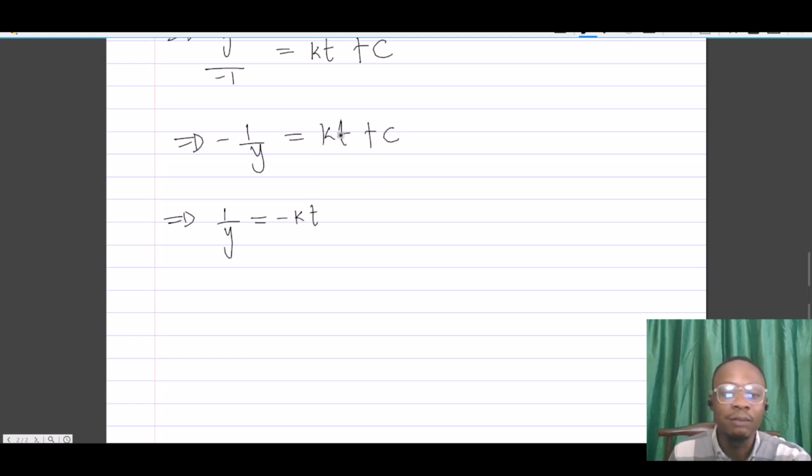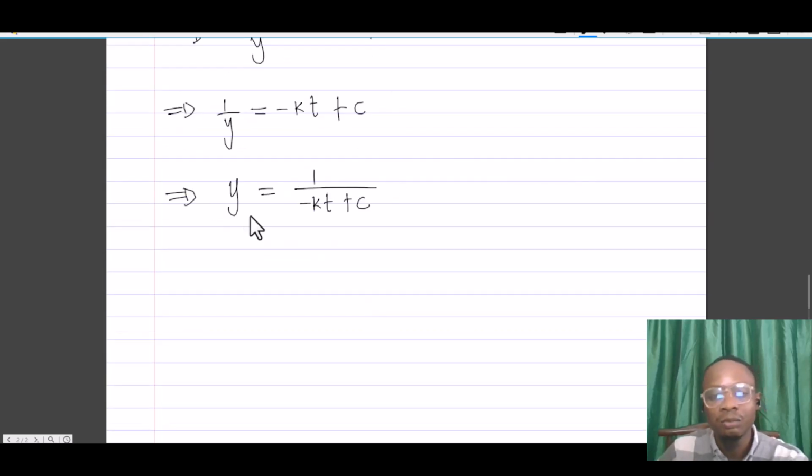Okay, you should expect minus kt minus c, but c is an arbitrary constant. It's unlike this one. This one is the constant of proportionality, which derived from the given differential equation. So we cannot just equate this to anything. But this c is an arbitrary constant. So minus c is also an arbitrary constant if c is an arbitrary constant. So basically, we can just write this as plus c still. Okay, so we're good to go. We know from here that when we take the inverse of this, we're going to have y equals 1 over minus kt plus c. Okay, so that is the relationship between y and t.